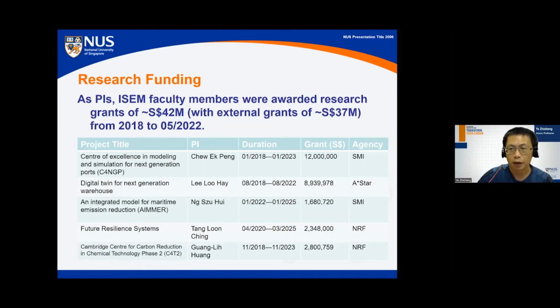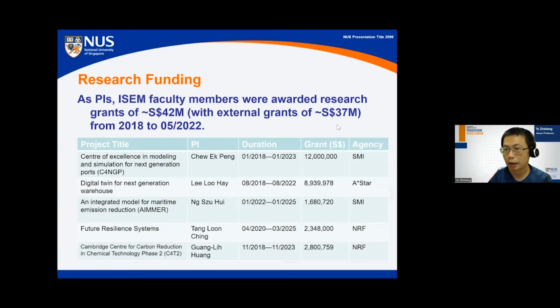And in terms of research funding, ISEM is a small department, but actually we are quite successful in securing research funding from both internal and external sources. So I did a statistic several days ago to update the numbers. From 2018 to last month, our department has secured about 24 million Singapore dollars in funding, and external grants are about 37 million.